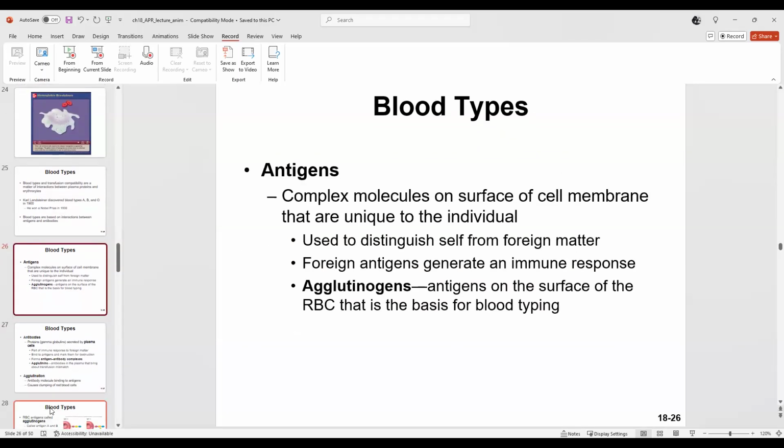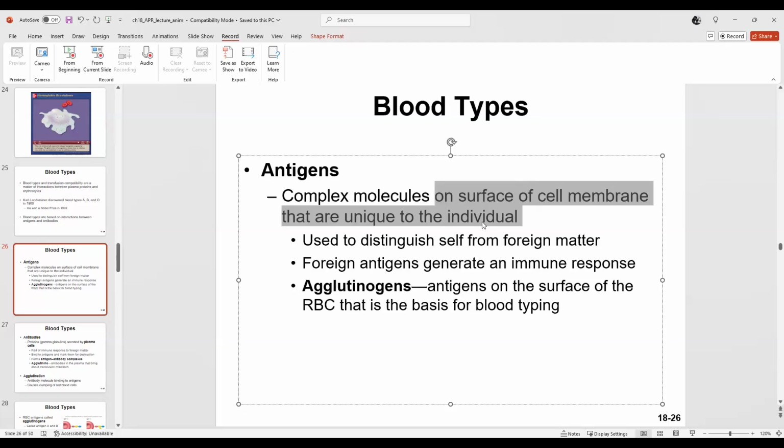Now these are the two categories right here. And the big thing you want to understand about these is that the names you have, like type A, mean you have the A antigen. Type B, you have the B antigen. So these antigens are glycoproteins that are found on the cell surface of our red blood cells.